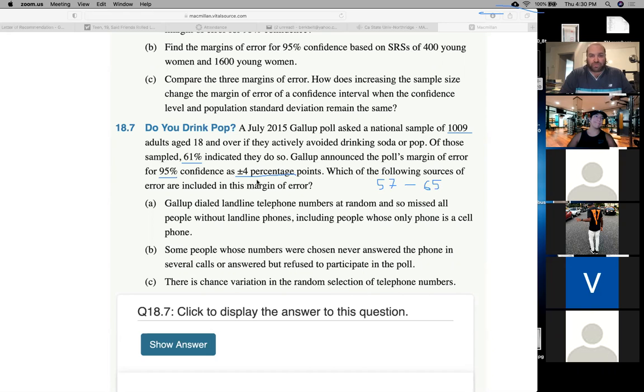Which of the following sources of error are included in the margin of error? A, B, or C? Which are included in the margin of error?